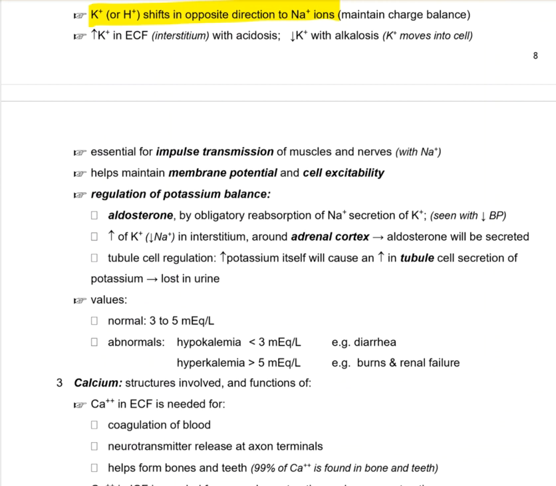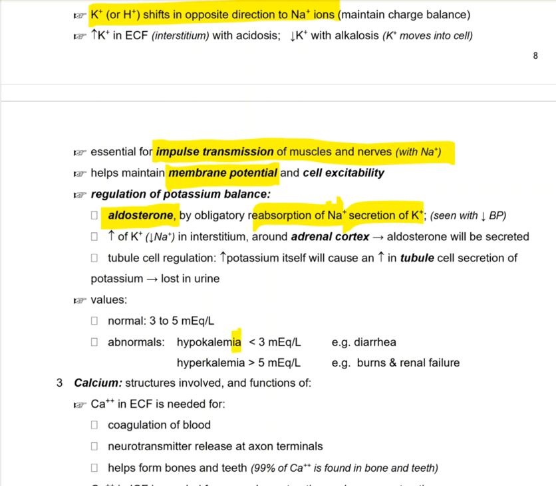And it obviously is also like sodium in that it's essential for impulse transmission of muscles and nerves. It helps maintain membrane potential and cell excitability. And it is regulated by aldosterone because sodium goes opposite of it. If we reabsorb sodium, we secrete potassium. Okay? So those switch.